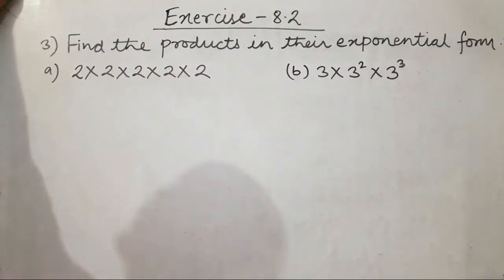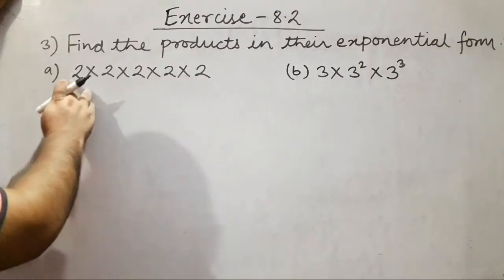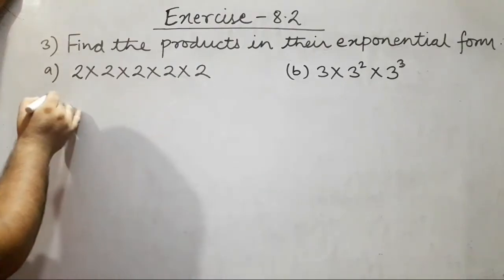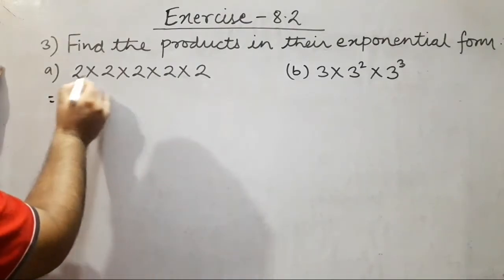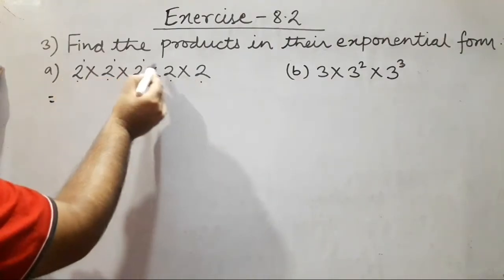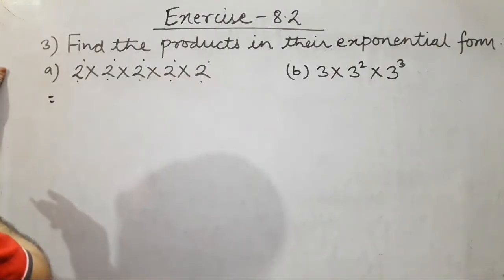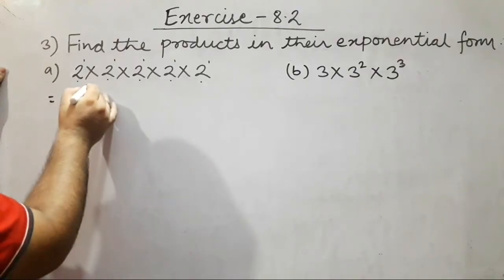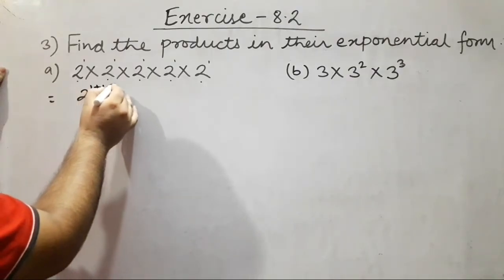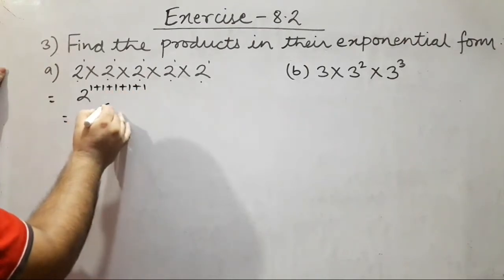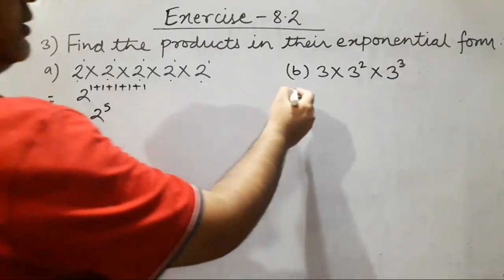Question number 3. Find the products in their exponential form. That is, we'll find them in the exponential form, in the power form. Let's see. The bases are same here and the powers are 1. No power indicates the power is 1. Since the bases are same, their powers are added. 1 plus 1 plus 1 plus 1 plus 1. 2 power 5.